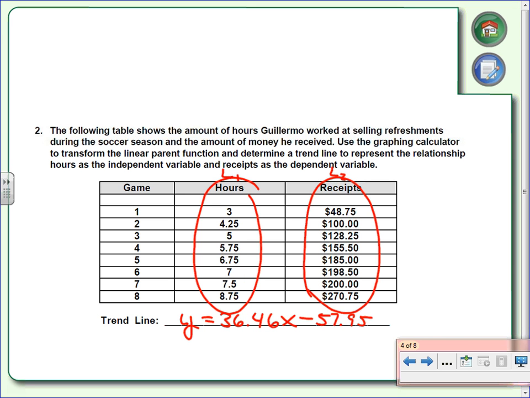So just remember on that test on Monday, when you see this, we don't need these numbers right here. The ones that are important are the hours and the receipts. All right, so that was pretty easy. There's just one thing: using your stat button to do a linear regression. All right, then let's go to number 3.